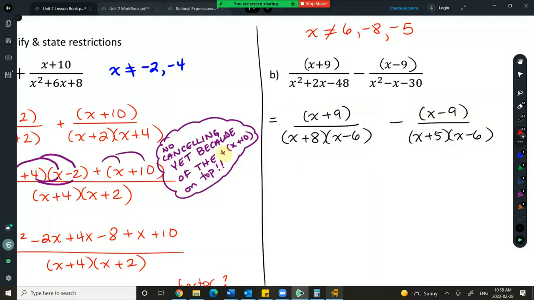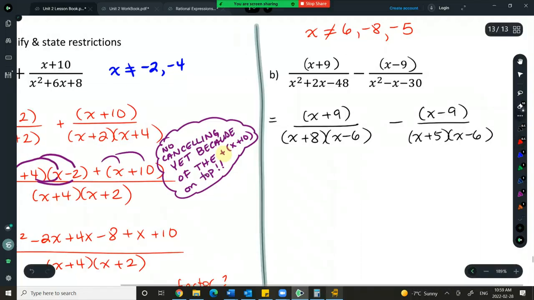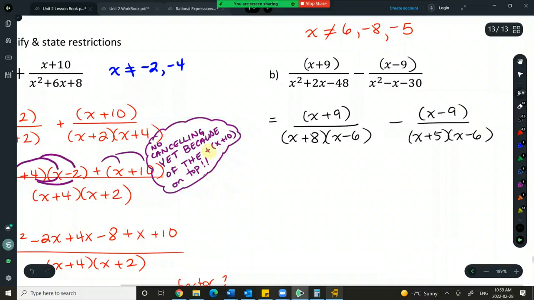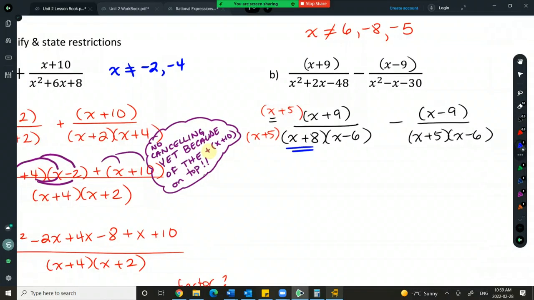In order to subtract fractions, we need a common denominator. So each thing needs what the other side has, right? Alan, what would you do? On the left side, multiply top and bottom by x plus 5. On the right, multiply by x plus 8. Okay, perfect. So I need an x plus 5 on this side, because that's what this side has that this side doesn't. They both have the x minus 6, so that's good.